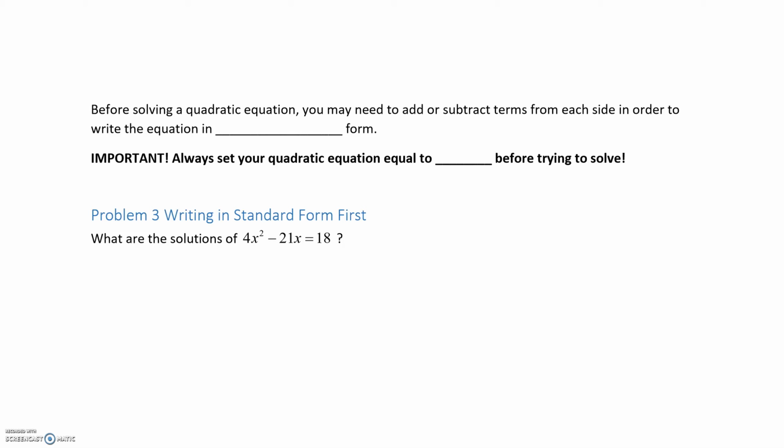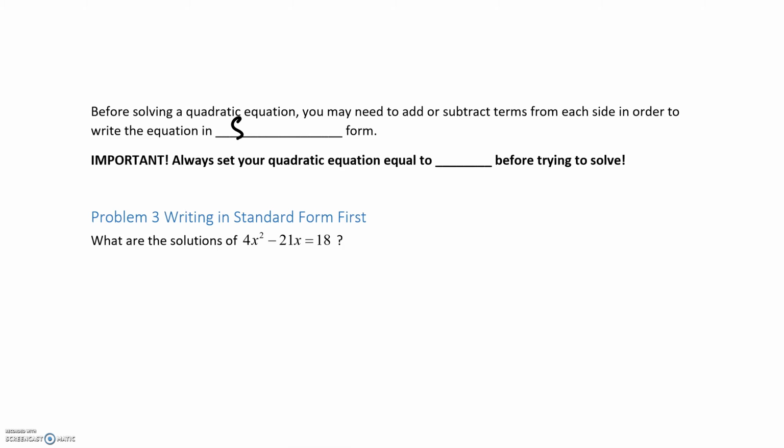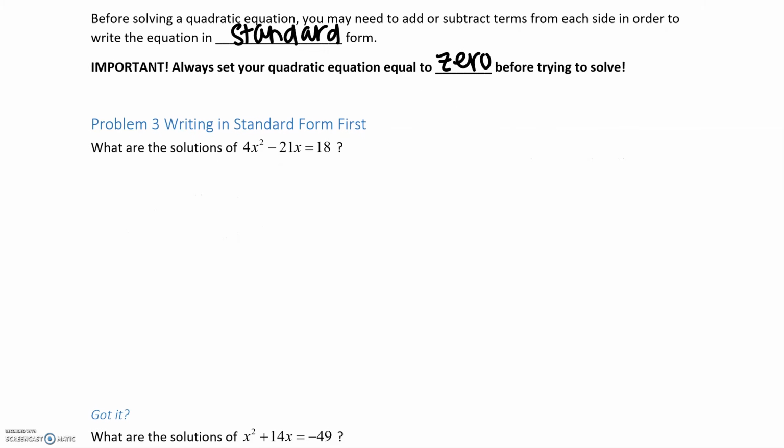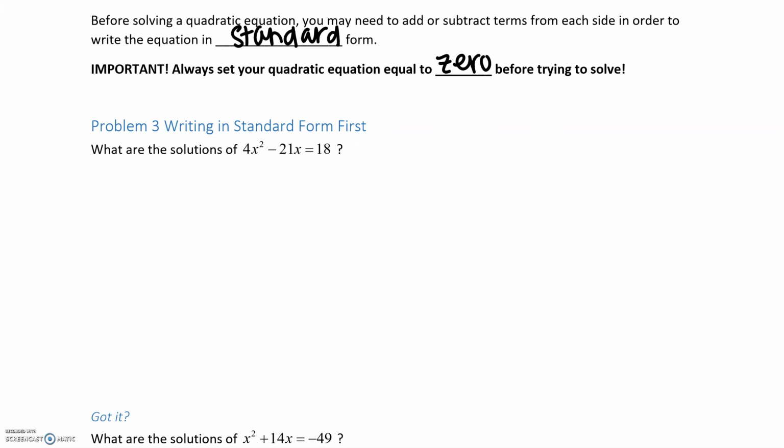Okay, so before solving a quadratic equation, we may need to add or subtract terms from each side in order to write the equation in standard form. Okay, so this means that you always want to set your quadratic equation equal to 0 before you start trying to solve, okay? So for this one, we need to get this 18 over to the other side, so we have 0 on this side.